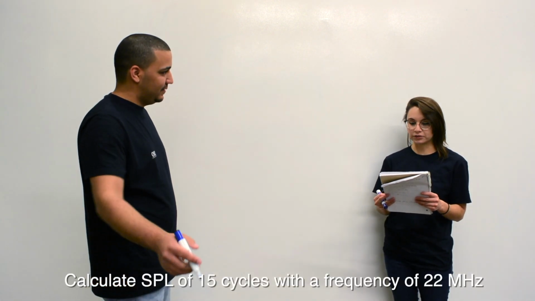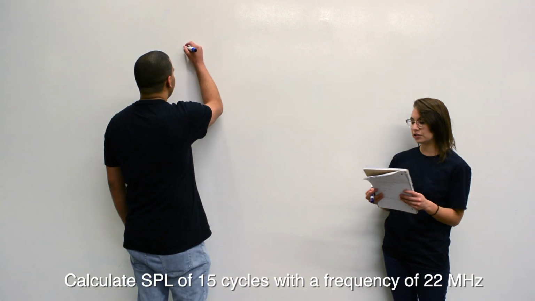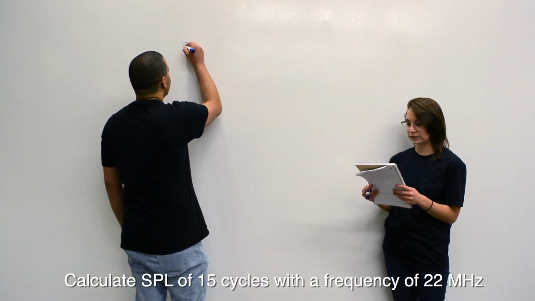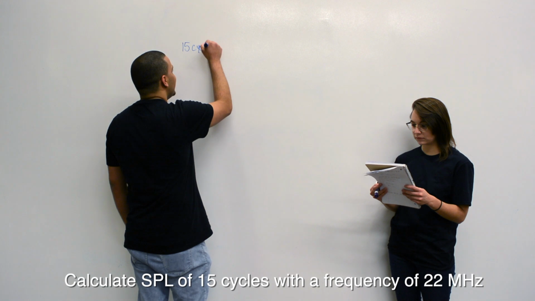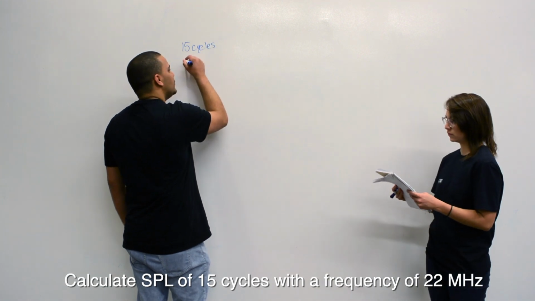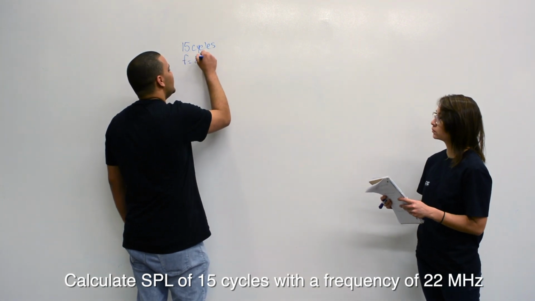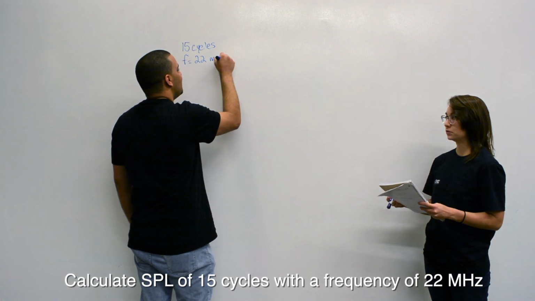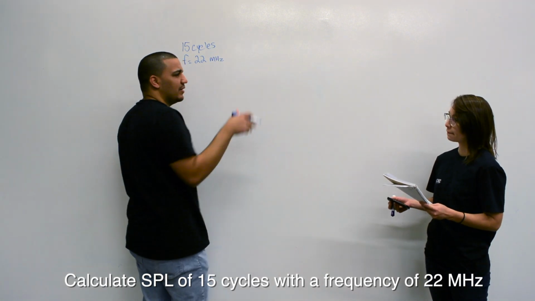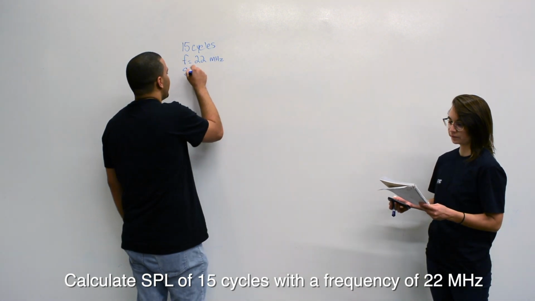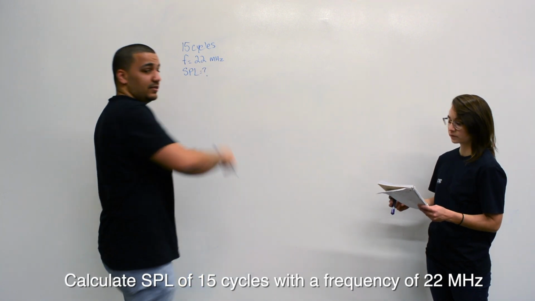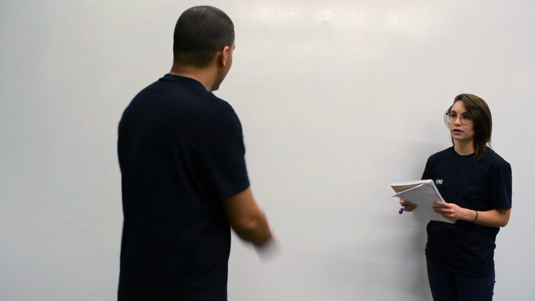Assist Britt, go ahead and read me the problem. Calculate SPL of 15 cycles with a frequency of 22 megahertz. All right, so we got 15 cycles, and the frequency was what? 22 megahertz. All right, and we're calculating for SPL. So the first thing you want to do, you're calculating for SPL.